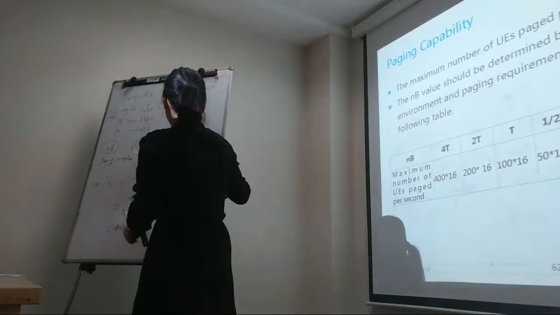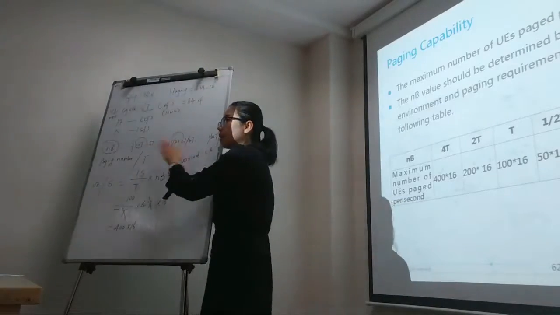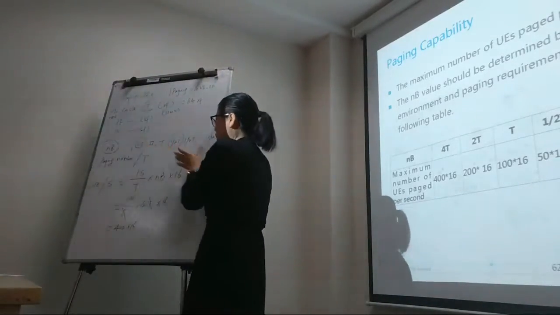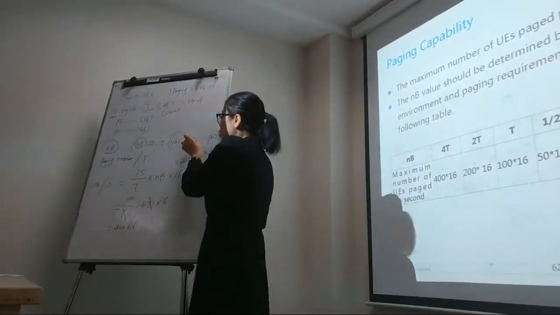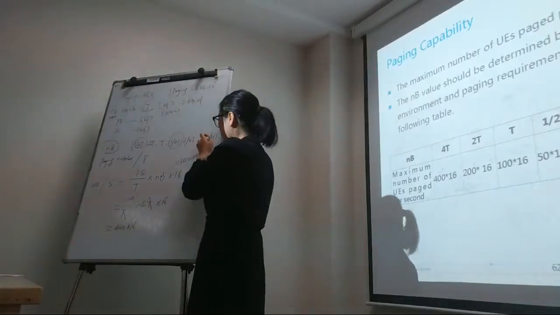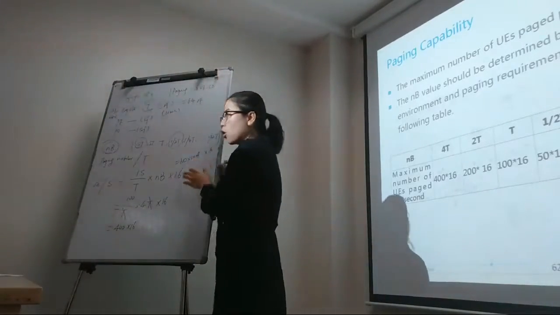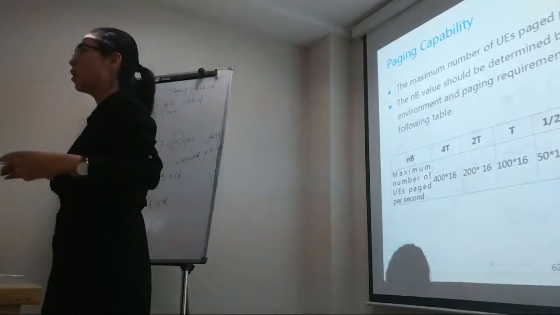Like this, and it will become 16. So no matter which T you set, it doesn't matter. If you set a large MB, I will get a large paging capacity. If you set a smaller MB, I will get a smaller paging capacity. So how to set this MB? It relates to the capacity.